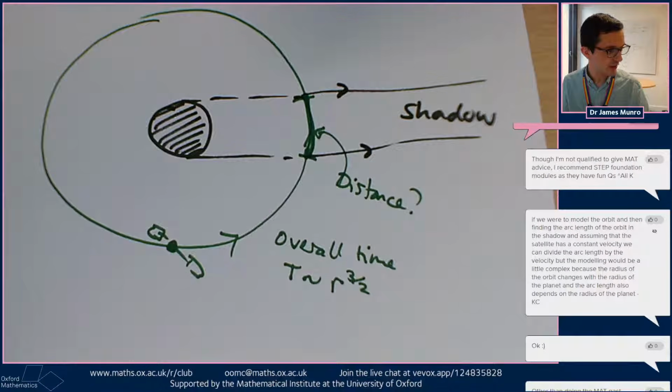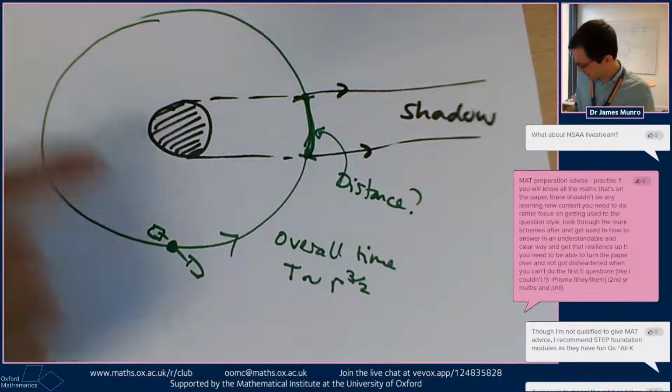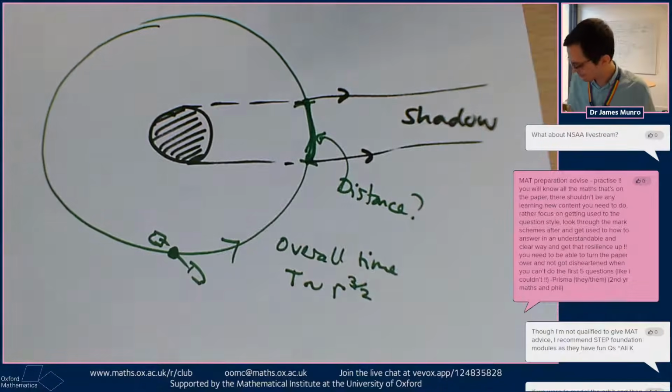Finding the arc length of a satellite at constant velocity. Modelling is a little complex because the radius of the orbit changes with the radius of the planet. So the radius of the orbit depends on how fast you're going as well. It does change a little bit. There's secretly a constant in here that depends on how big the planet is, that you could include if you wanted to think about that effect as well.